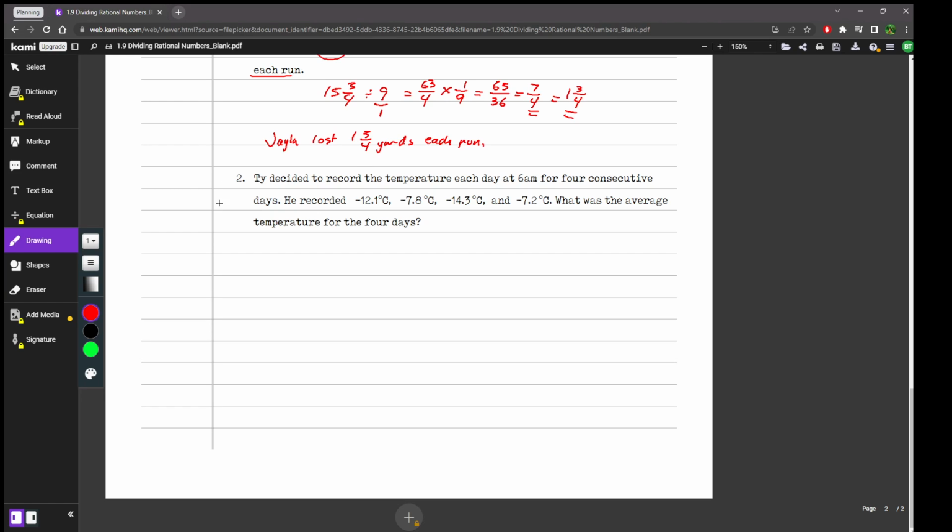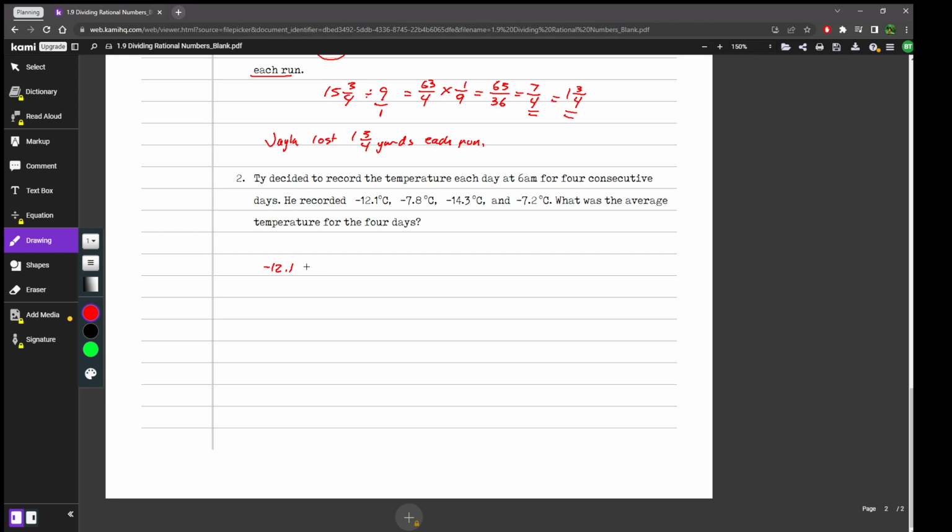So number 2 here, Ty decided to record the temperature each day at 6 a.m. for 4 consecutive days. He recorded -12.1 degrees Celsius, -7.8 degrees Celsius, -14.3 degrees Celsius, and -7.2 degrees Celsius. What was the average temperature for the 4 days? Well, same thing with an average. We just want to take the total number. So we're going to add these up, and then we want to divide by how many there are.